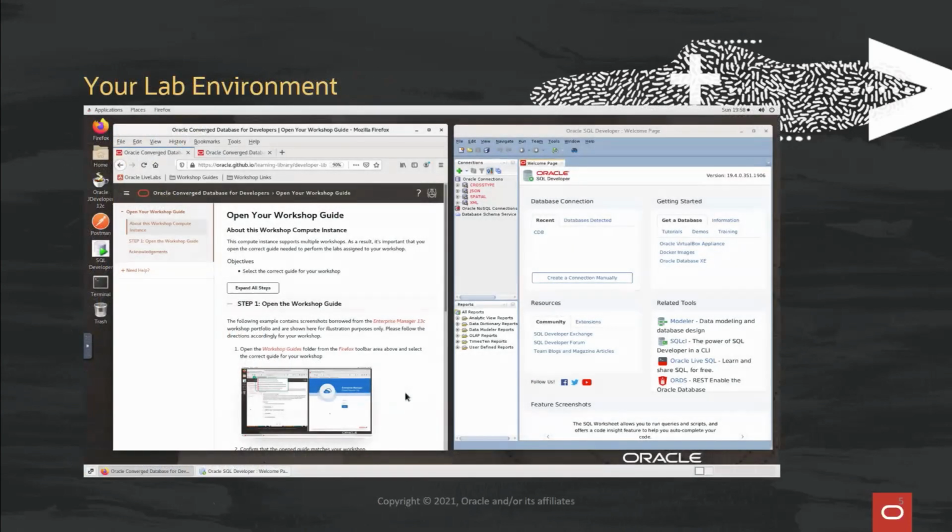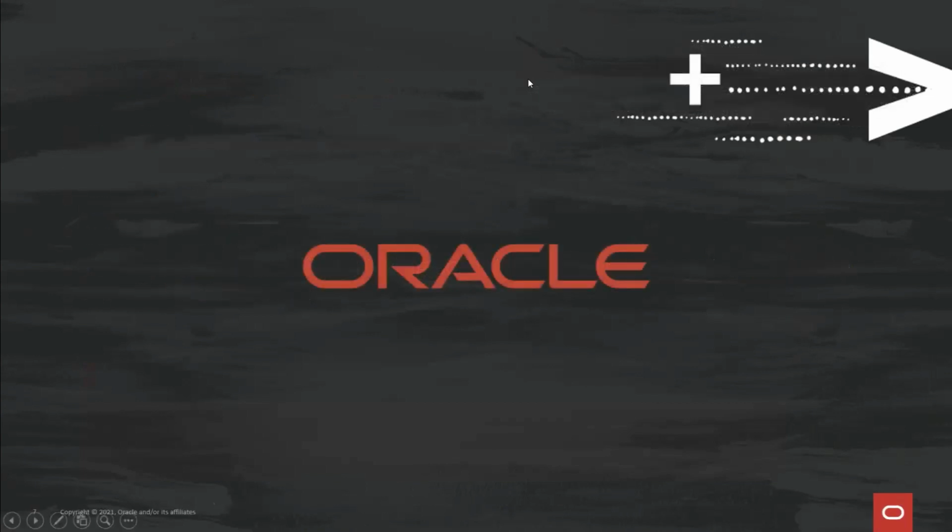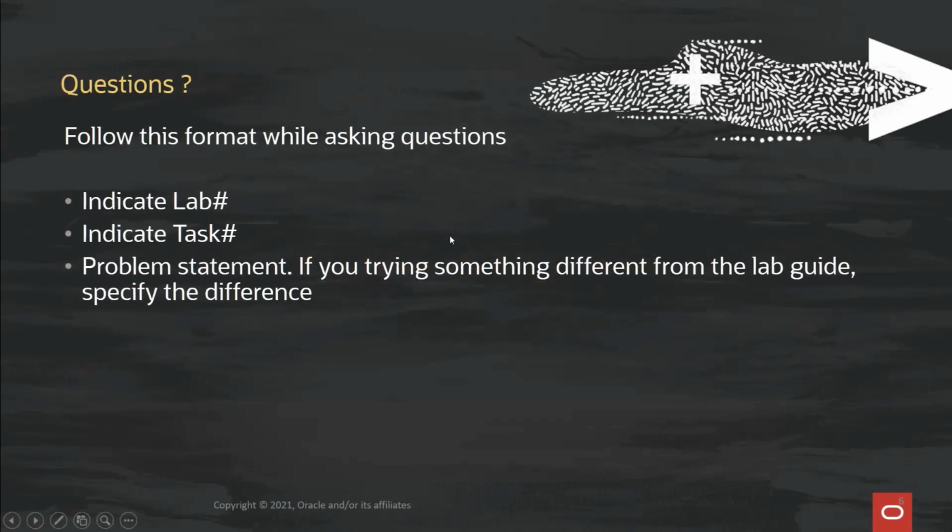And when your lab is ready, this is how your screen should look. Okay. So having said that, let's start the lab first. And in case you have any problems during the lab, post your questions in the Q&A chat window and, because there are multiple labs, indicate which lab number, which task number, and what problem you are having, right? So it will help us to help you better.